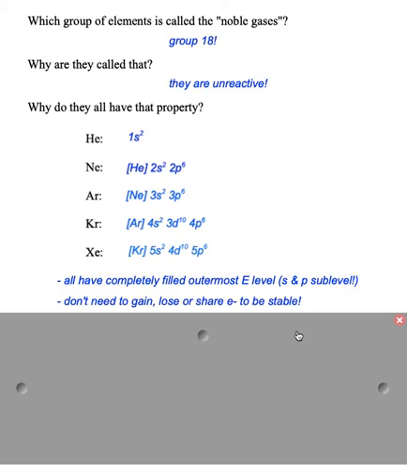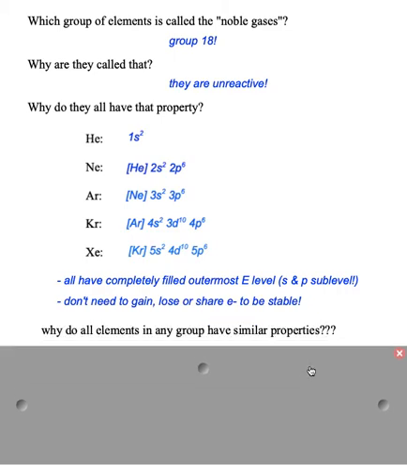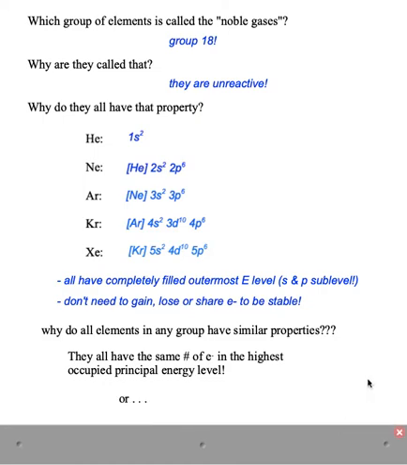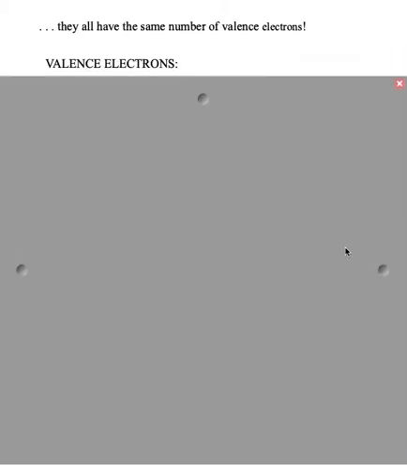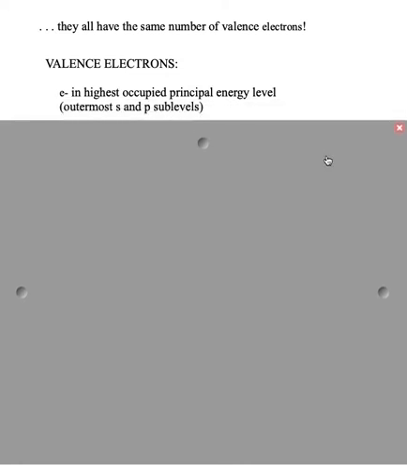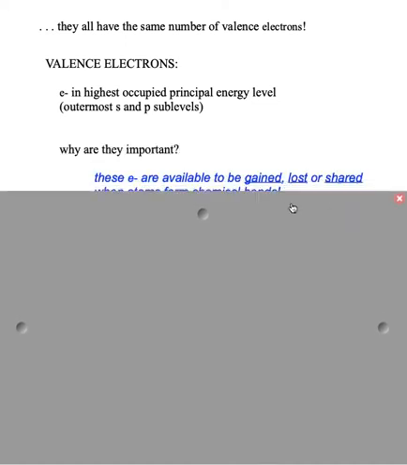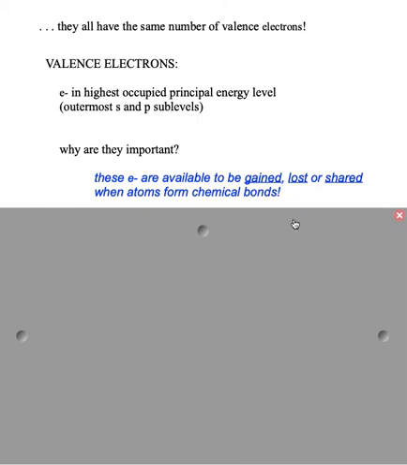Well, let's extrapolate further. This is simply one group on the periodic table, but we've got 17 other groups. Why do elements in the same group have similar properties? They all have the same number of electrons in the highest occupied principal energy level, or, you know the word, valence electrons. Valence electrons are defined as the electrons in the highest occupied principal energy level, which are the outermost S and P sublevels. Why are valence electrons important? Because these are the electrons that are available to be gained, lost, or shared when atoms form chemical bonds.